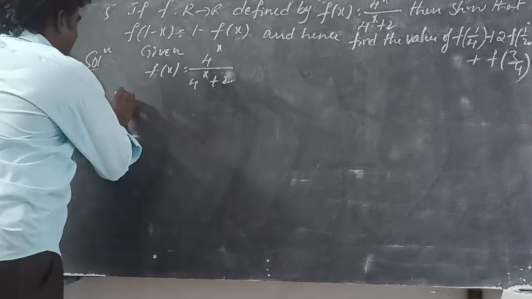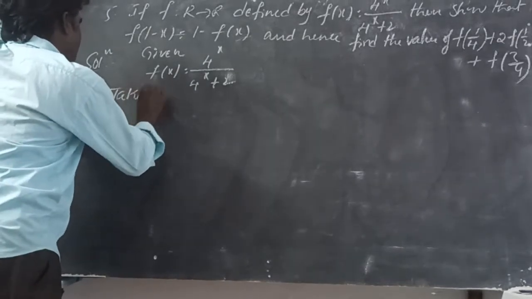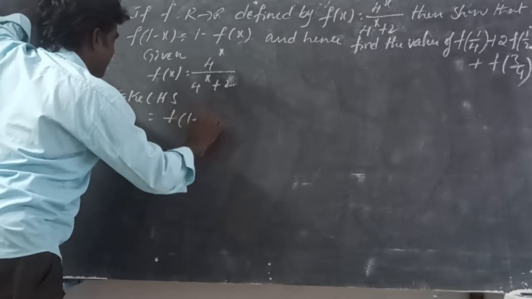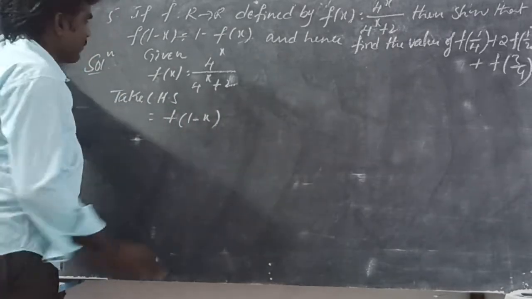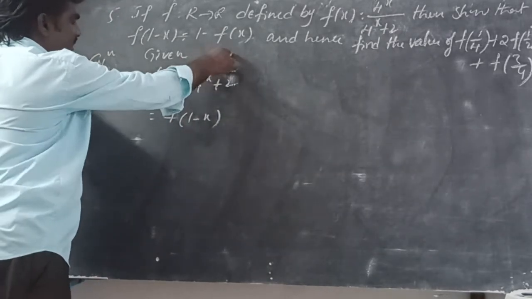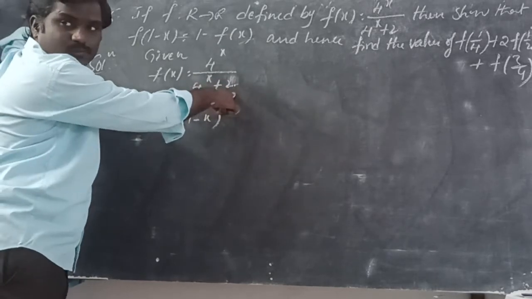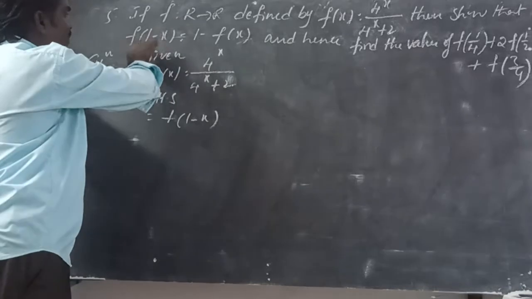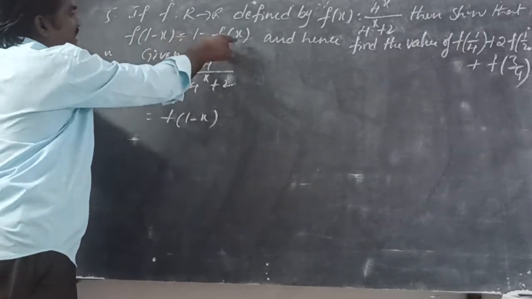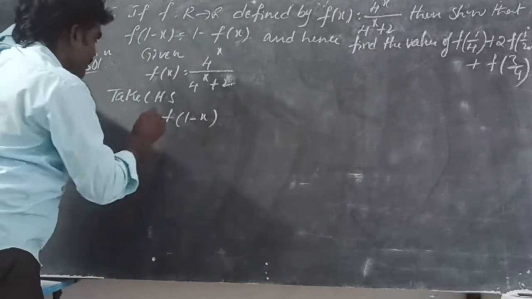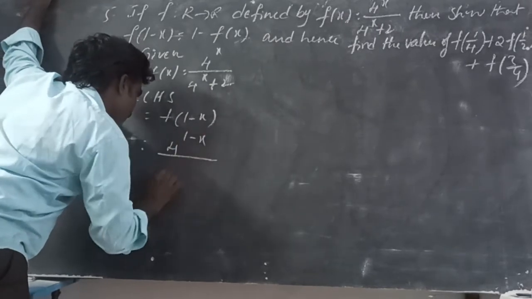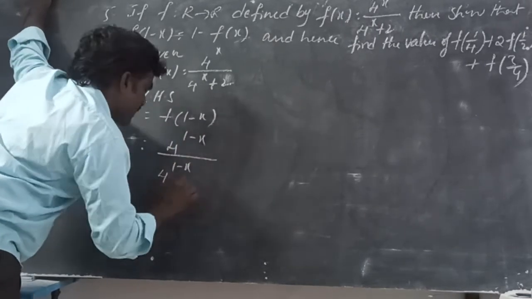Okay, so take LHS now. So what is the LHS? F of (1 minus x). Okay, here what is f of x? F of x is 4 power x by (4 power x plus 2). Okay, so here what are they asking? Prove that f of (1 minus x) is equal to 1 minus f of x. Okay, so that is here 4 power (1 minus x) by (4 power (1 minus x) plus 2).